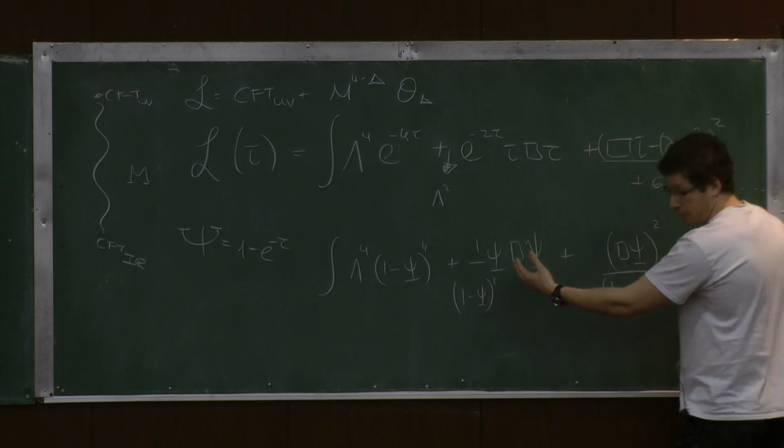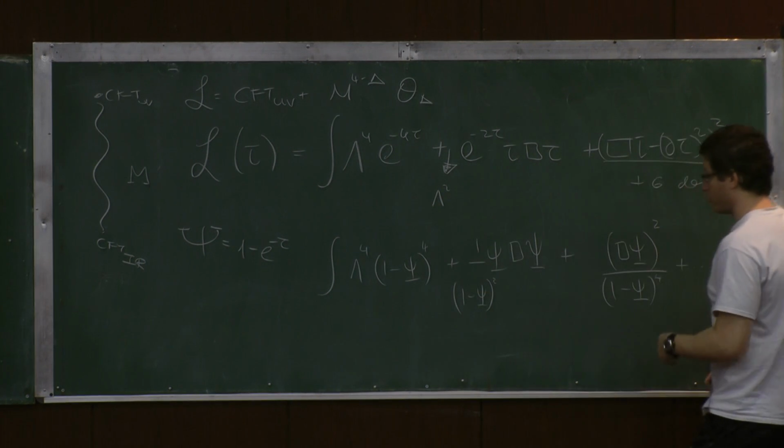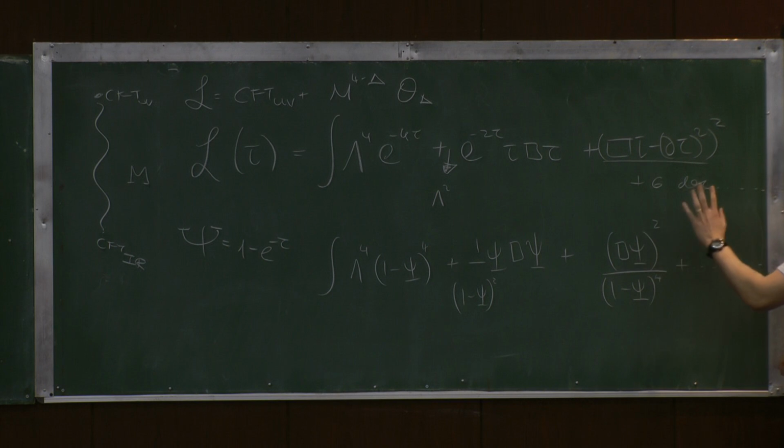So there is a nice 2 derivative term, no problem with unitarity here. There is a 0 derivative term, which is the famous cosmological constant. And there is a 4 derivative term. So apparently it's all fine.